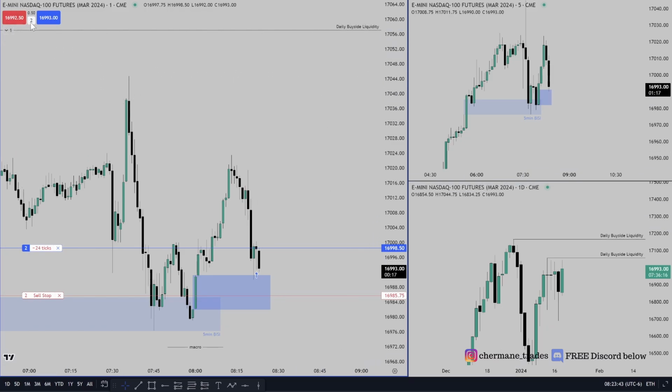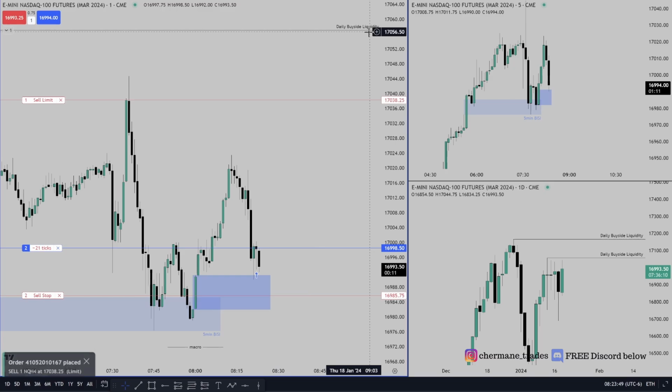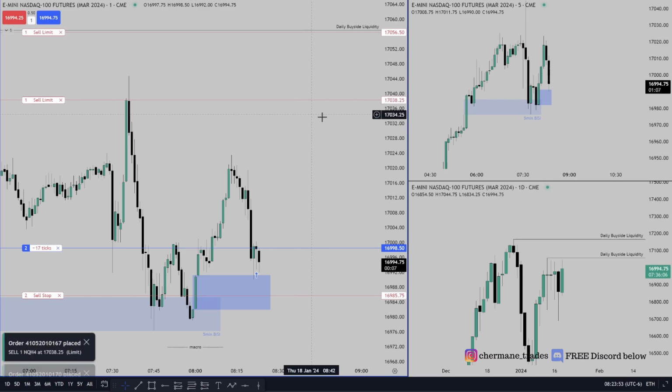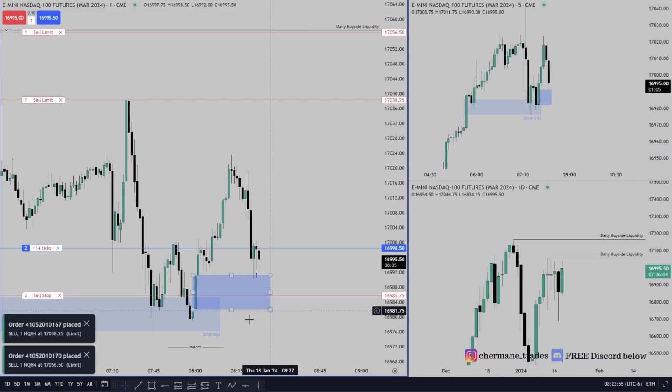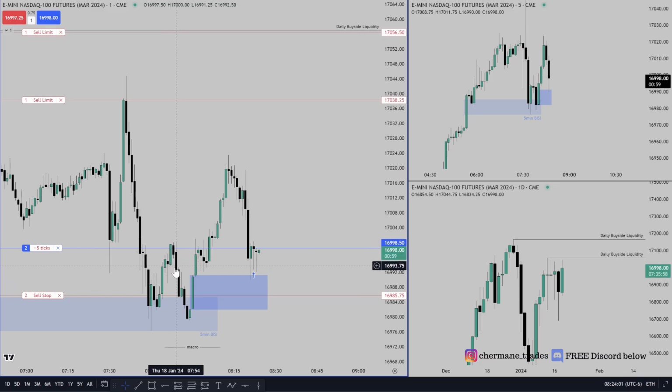So let me see. Do one contract here. Another one right there. Again, buying at the high of this breaker, taking out this low. So smart money accumulated longs inside the breaker, underneath this low, and inside of this volume imbalance.